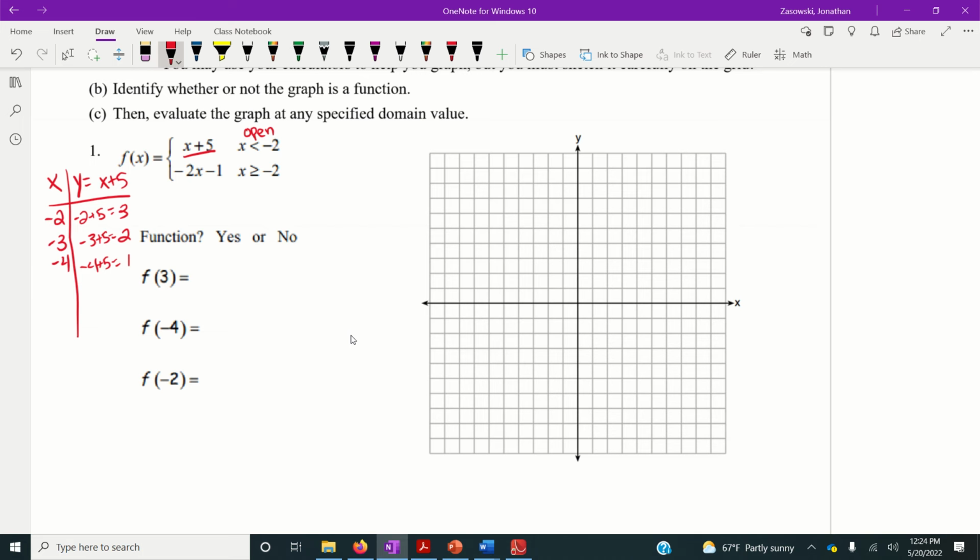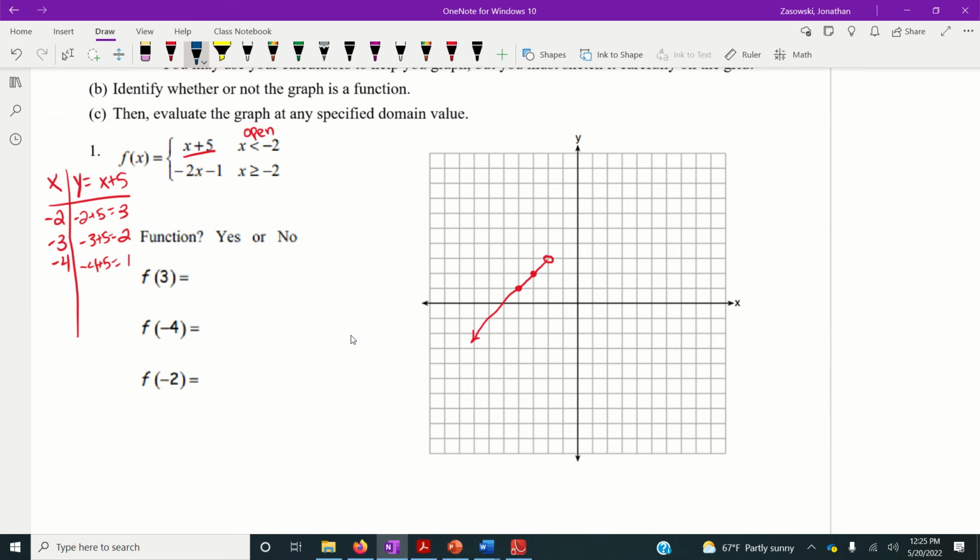So -2, 3, and remember, it's an open circle, not a closed. So we're going to open circle here. -3, 2, and -4, 1. And you can see that these points are starting to form a line. And so we can draw in the line now, and that is the first part of our piecewise function.